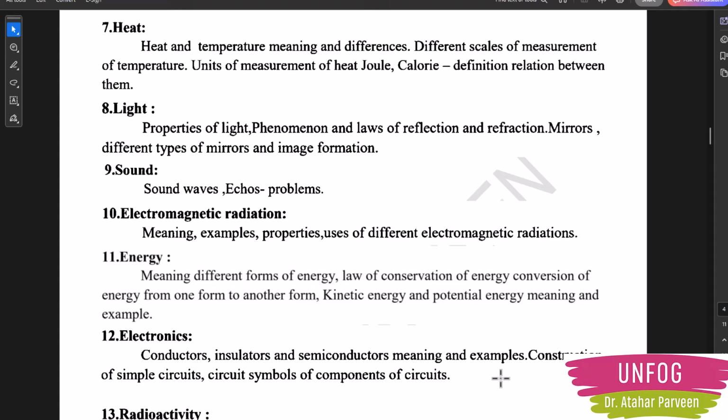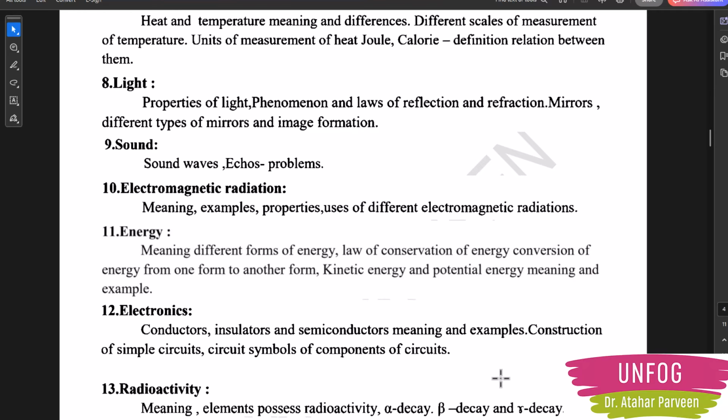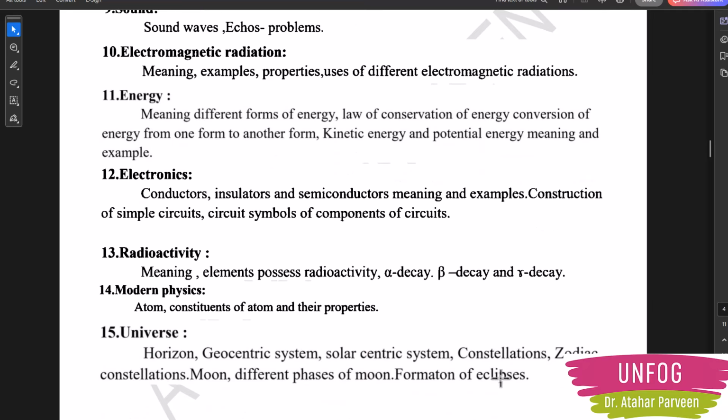Then we have electromagnetic radiation: what is electromagnetic radiation, what are the examples, what are the properties, how do you use it, what are the differences. Then we have energy. Energy we all know, right? There are different forms of energy, like potential energy and kinetic energy, what are the laws of conservation of energy, how is one form of energy converted into another form. Then we have electronics. In simple electronics we'll study conductors, insulators, semiconductors, their meaning and examples, and some small circuits, how you form them, and what the symbols are.